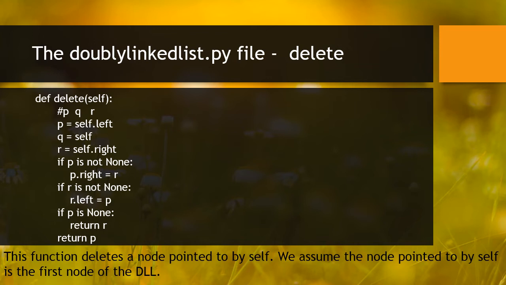Now we assume that the node pointed to by self is the first node of the DLL.